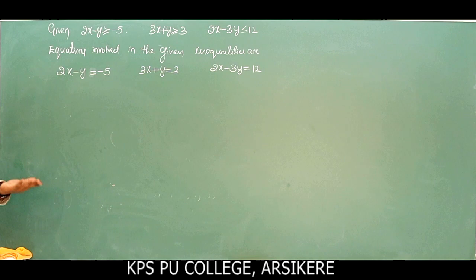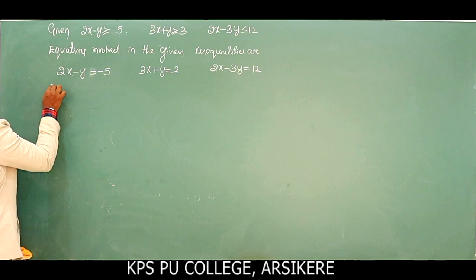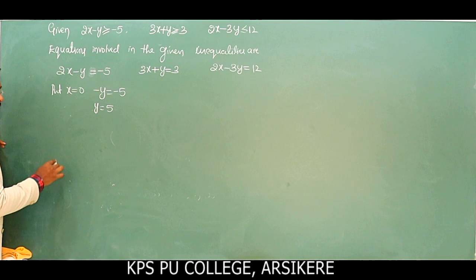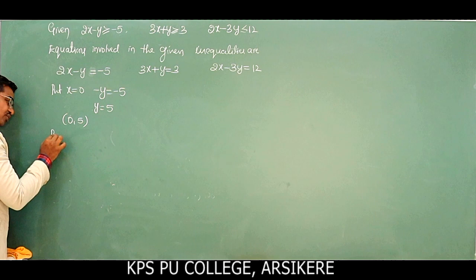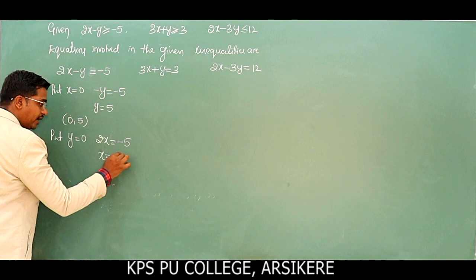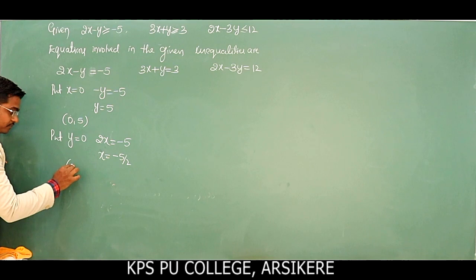First, put x equal to 0. We get minus y is equal to minus 5. Minus minus gets cancelled. What are we left with? y is equal to 5. So the corresponding point becomes 0, 5. Clear? Now put y equal to 0, you get the point on the x axis. 2x is equal to minus 5, and the corresponding point is x equal to minus 5 divided by 2. The point is minus 5 divided by 2 comma 0.